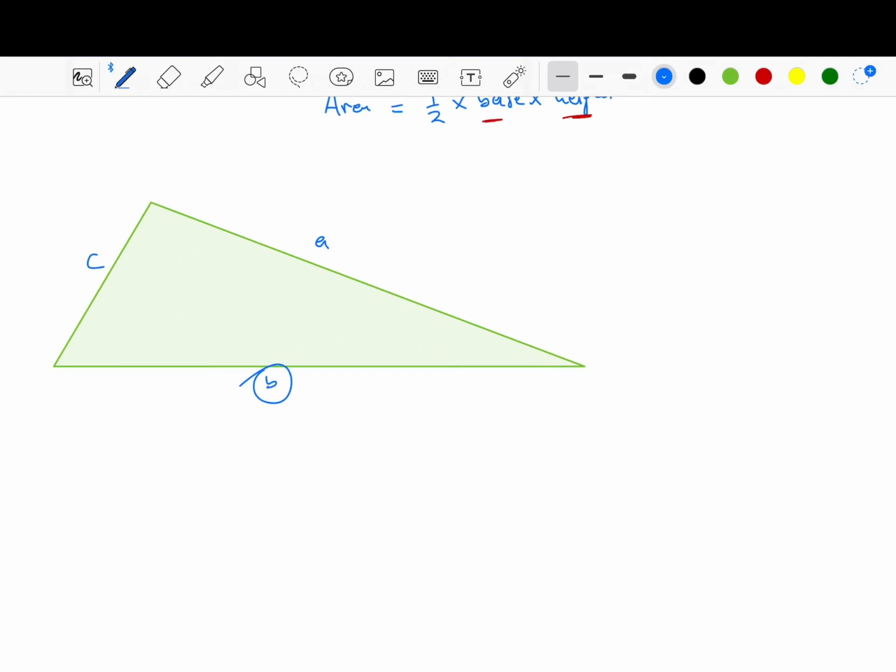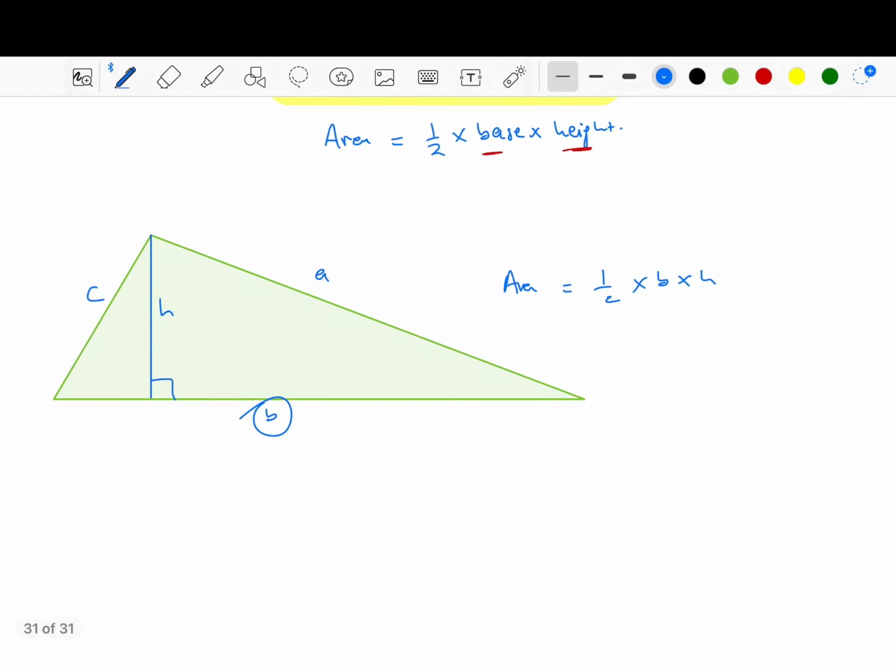The height of the triangle will be essentially this line here, because this line is perpendicular to B, and I call this line H. So the area of this triangle will be half times B times H, where B is the base of this triangle and H is the height of this triangle. That's basically how you would do it. It depends on how you see it.